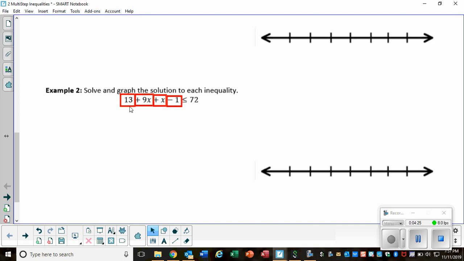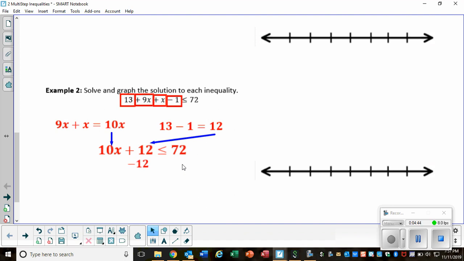9x plus 1x gives me 10x, and 13 minus 1 gives me 12. So I merge those together to create 10x plus 12, and I just keep the same inequality sign, is less than or equal to 72. Now I can go ahead and solve. I'm going to subtract 12. I get 10x is less than or equal to 60. Divide by 10.